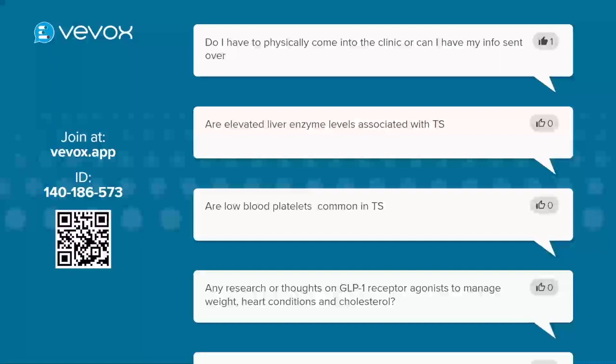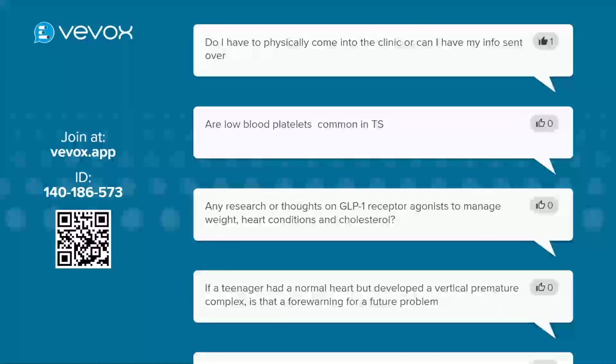Are elevated liver enzyme levels associated with Turner syndrome? Yes, they are. They're very common, and most of them have to do with what we call fatty liver. So the endocrinology doctors may talk to you about that at some point. Fatty liver is based on, among other things, elevated liver enzymes and some abnormal liver ultrasound tests. It's very common in Turner syndrome. We don't understand if it causes long-term health outcomes at this point.